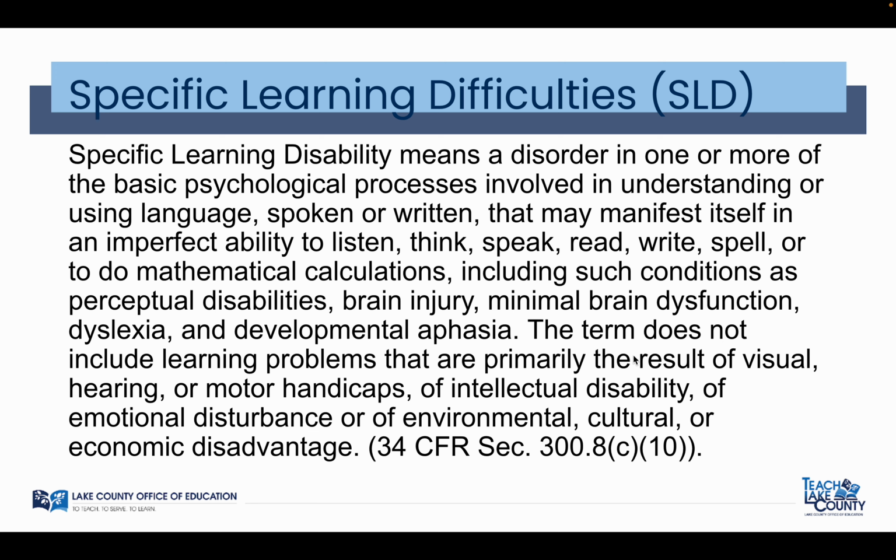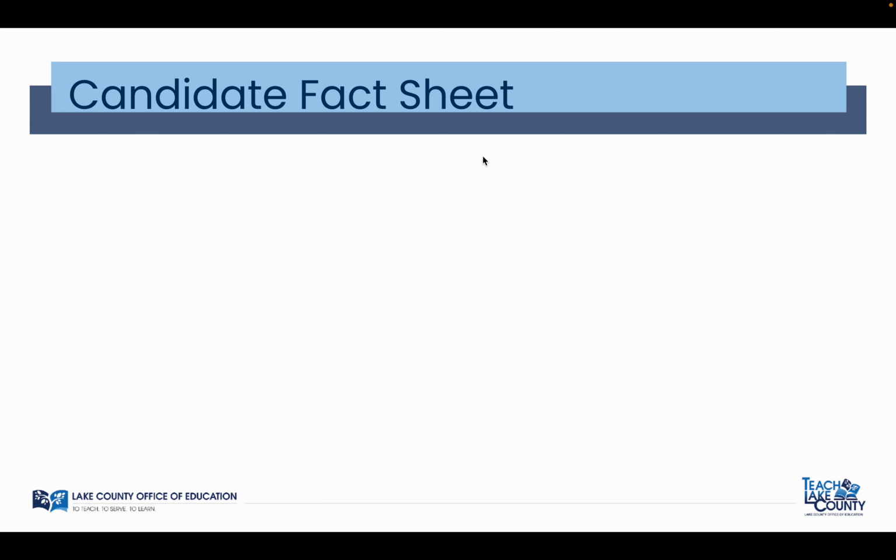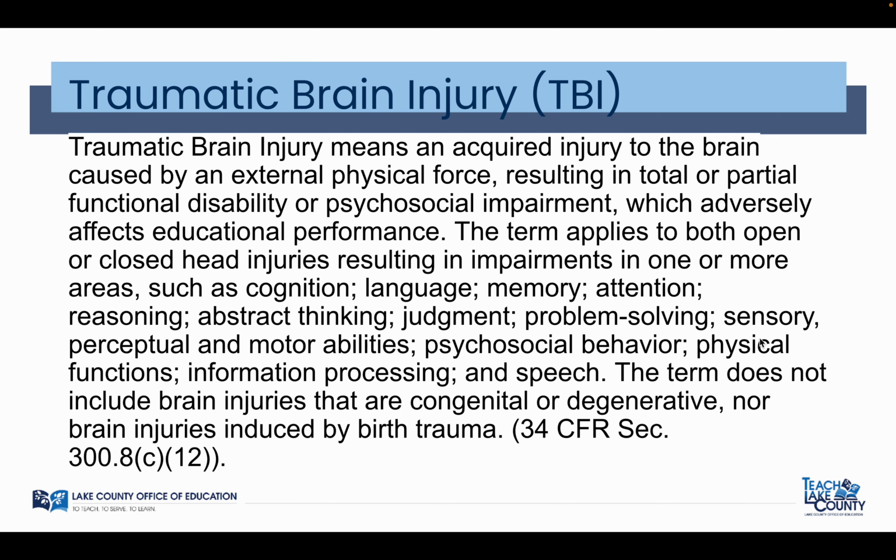So there's a big umbrella for SLD. Lots of executive functioning problems associated with SLD, if you've ever heard of that term. And we'll have the candidate fact sheet for that. TBI, traumatic brain injury. Traumatic brain injury means an acquired injury to the brain caused by an external physical force resulting in total or partial functional disability or psychosocial impairment, which adversely affects educational performance.